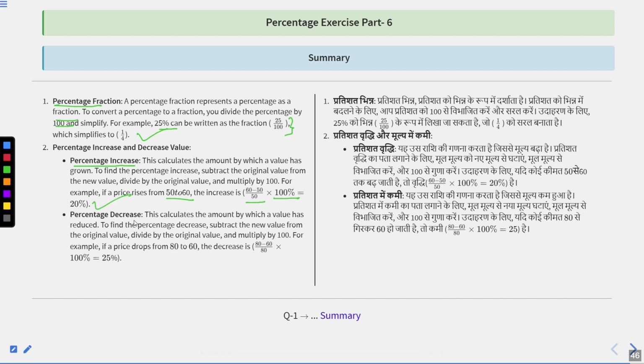In the same way, percentage decrease. This calculates the amount by which a value has reduced. To find the percentage decrease, subtract the new value from the original value, divide by the original value and multiply by 100. For example, if the price dropped from 80 to 60, the decrease is 80 minus 60 upon 80 multiplied by 100, which becomes 25%.